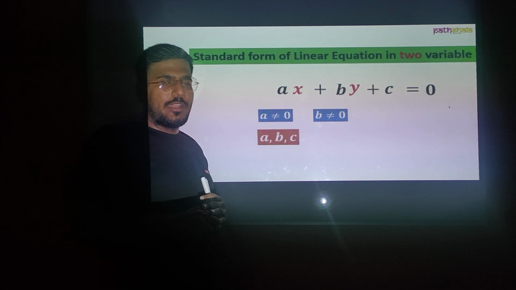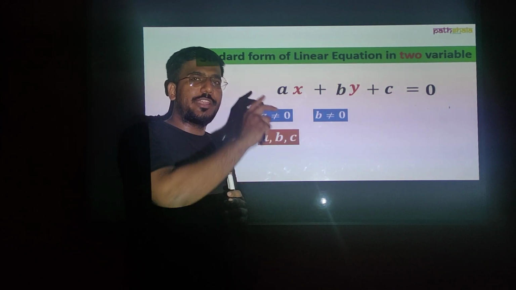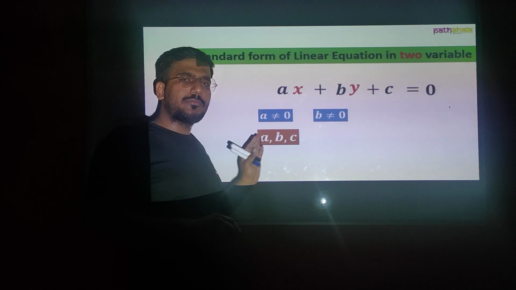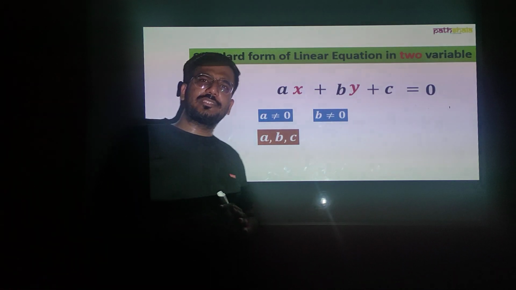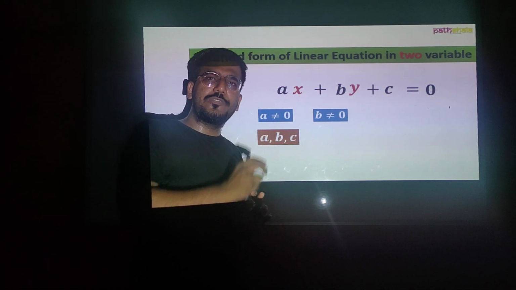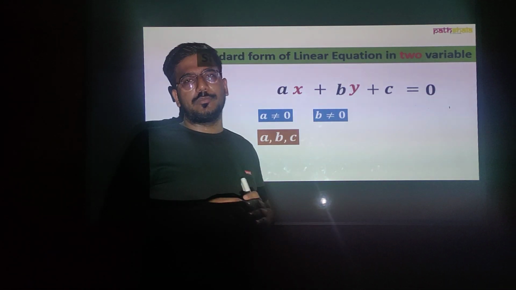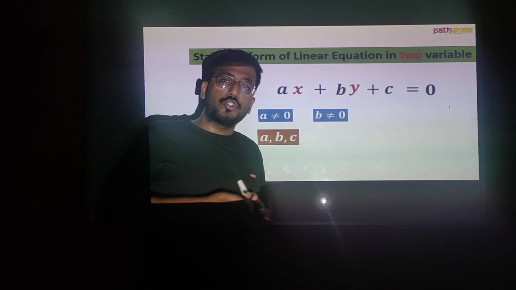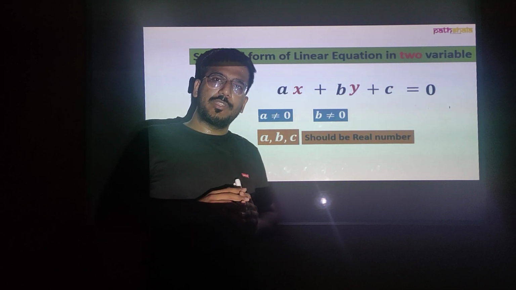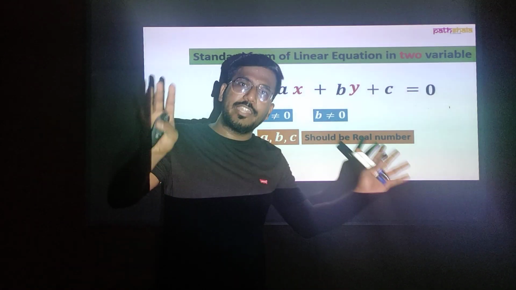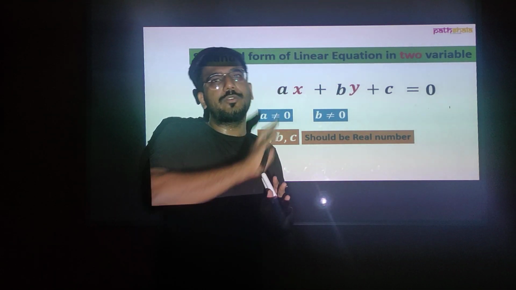Second condition. Now the second condition is regarding all three coefficients, that is a, b and c. In fact, that third coefficient c is also called the constant term. a, b and c should be real numbers. Now remember real numbers, 9th standard 2nd chapter. What do we mean by real number? It can be any number. Only there should not be a minus inside the root.